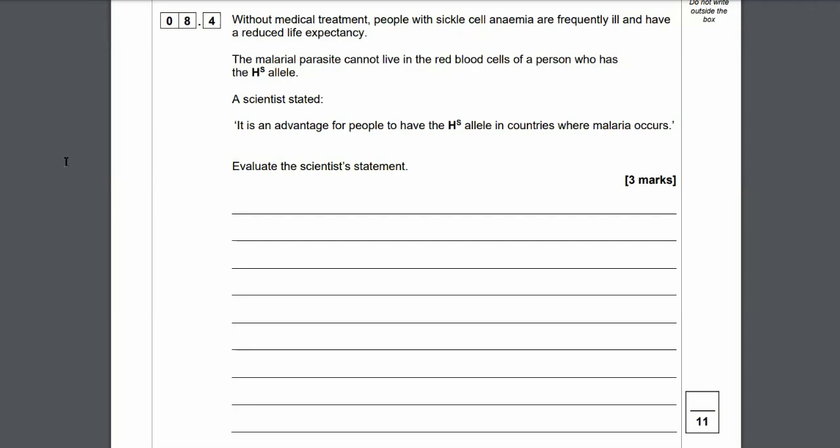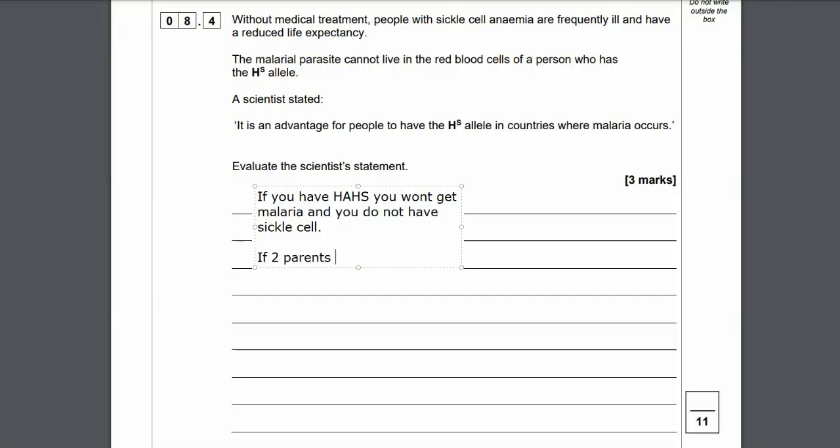Evaluate the scientist's statement. So when you see the word evaluate, you really want to come up with at least 2 things for and 2 against, and you need a final judgment. You have to give your opinion with evaluate and back it with a bit of evidence. Now, as it's 3 marks, you could do 2 for, 1 against, or you could do 1 for, 2 against. Minimum of 3 points and then an opinion. Okay, let's check it out.